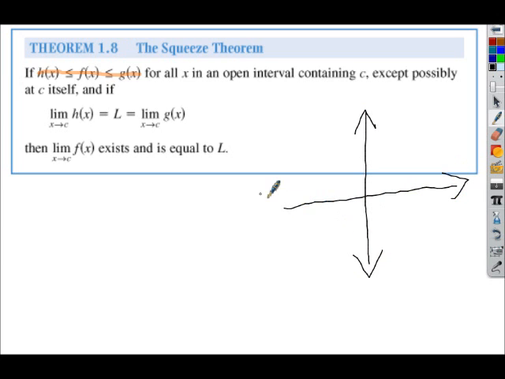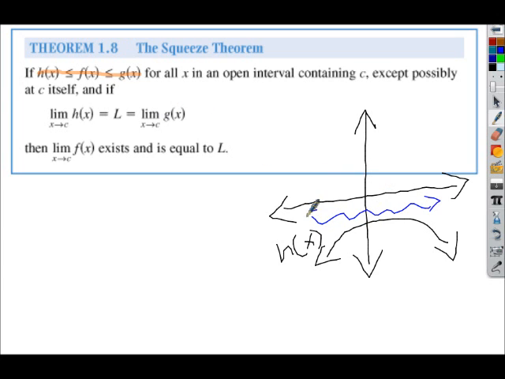So if I have some function, h of x, all the y values of that function are going to be less than the other two. So in other words, on a graph, h of x is going to be below the other two. So let's make h of x like this. And then it goes on to say that f of x is greater than h of x, but less than g of x. So it's going to be above h of x, but below g of x. There's f of x.